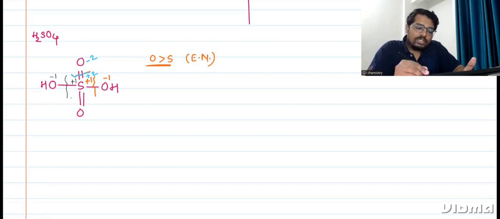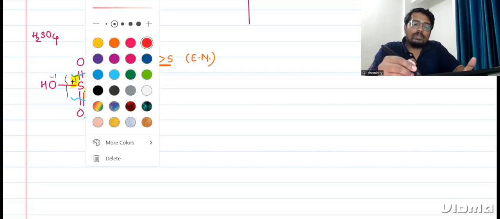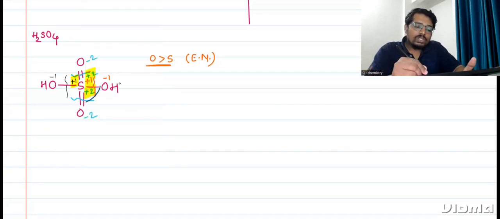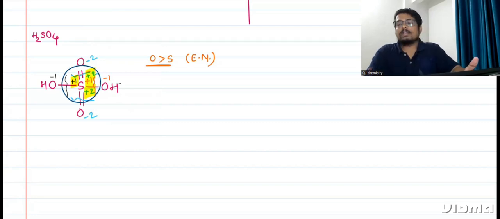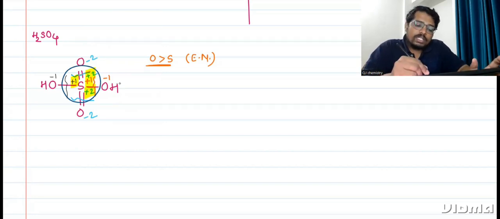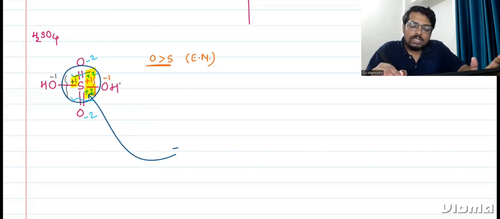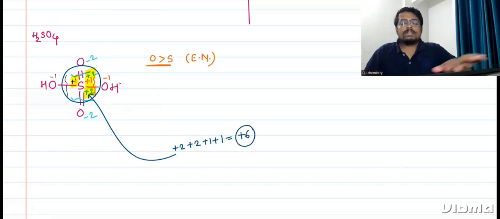On dissociation of this sulfur-oxygen bond, sulfur gets +2 charge, oxygen -2 charge. Now calculate the total charge: +2, +1, +2, and +1. So what is the total charge on complete dissociation? On complete dissociation, what is the total charge on the central sulfur atom? The total charge left on the central sulfur atom is +2, +2, +1, +1, which is equal to +6. So +6 is the oxidation state of the central sulfur atom.